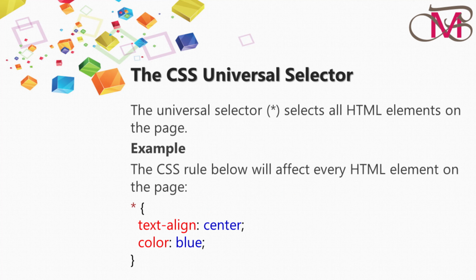The CSS universal selector. The universal selector, *, selects all HTML elements on the page. Example. The CSS rule below will affect every HTML element on the page.